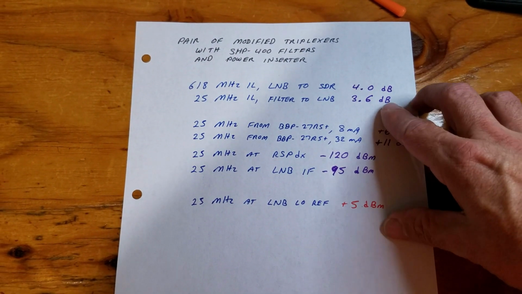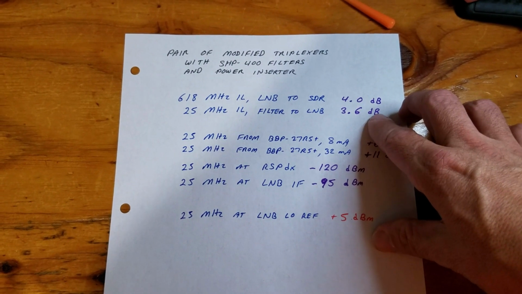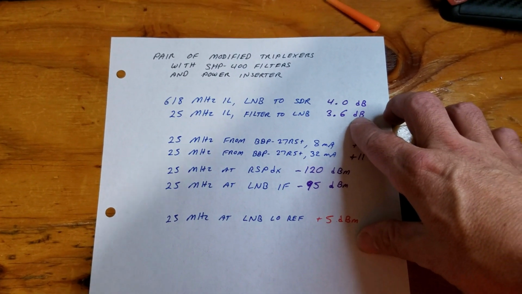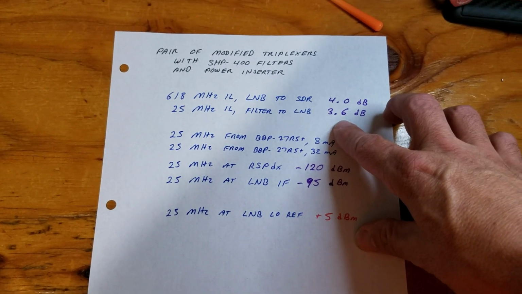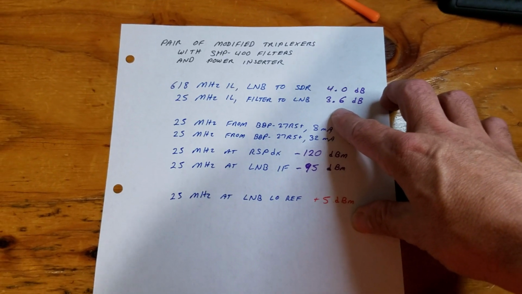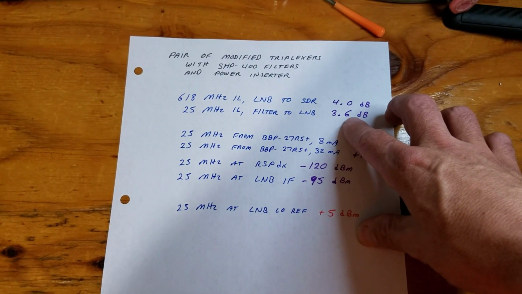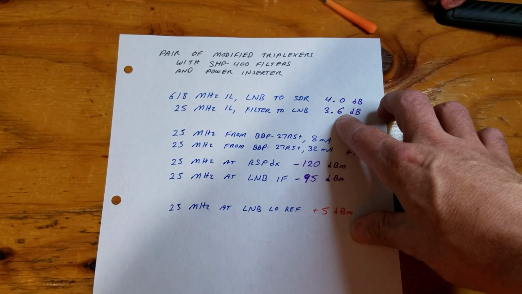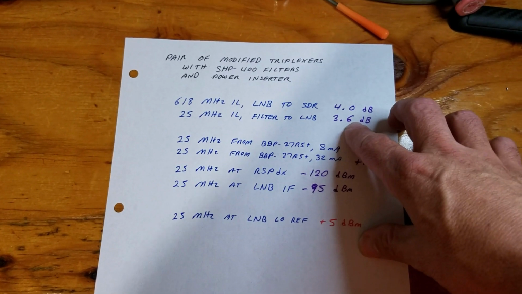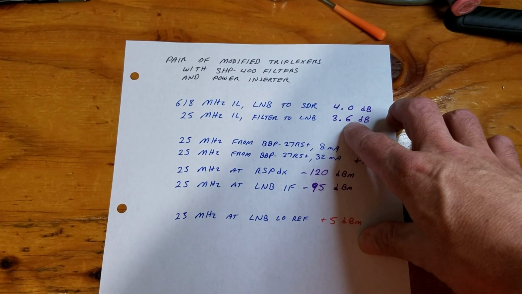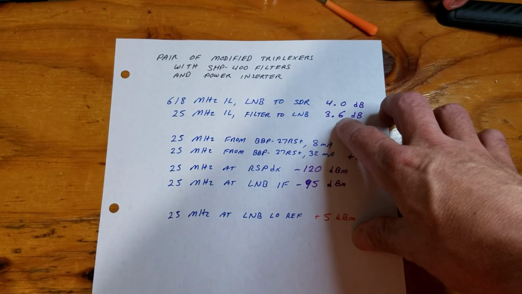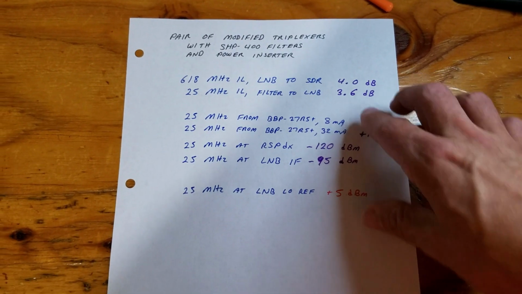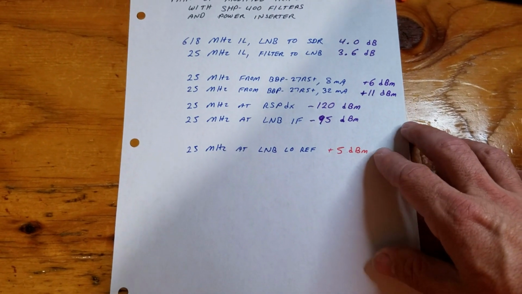This was a concern to me for a while, the 25 megahertz insertion loss, because the triplexers were designed for 10 megahertz. Going through a pair of them, there's about 3.6 dB of loss there. I was concerned that that, along with about 2 dB more feed line loss going up the tower, might be an issue and might knock the 25 megahertz down to a level where the LNB would not want to lock to it, and more on that in a moment.